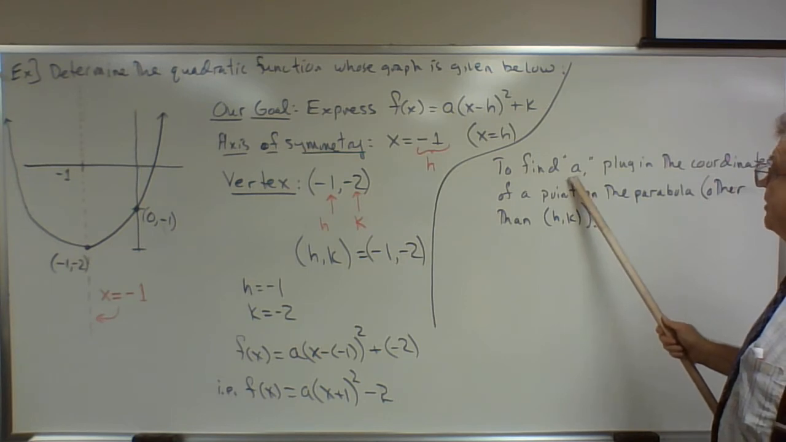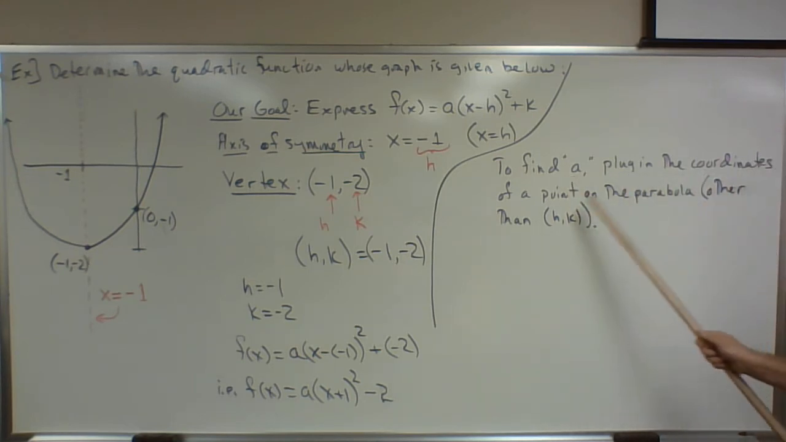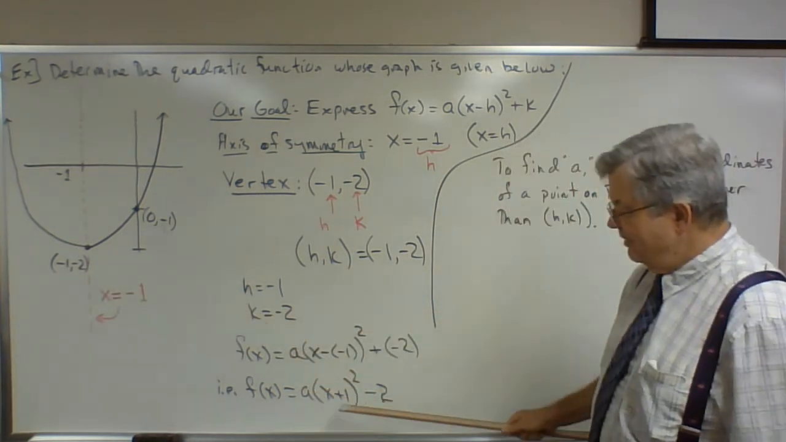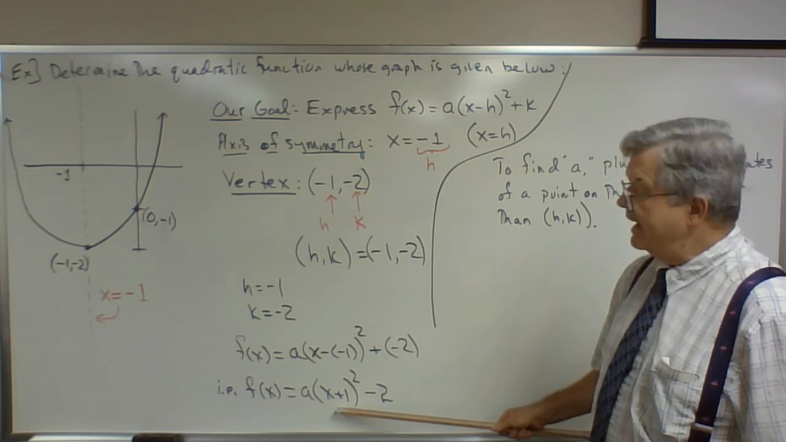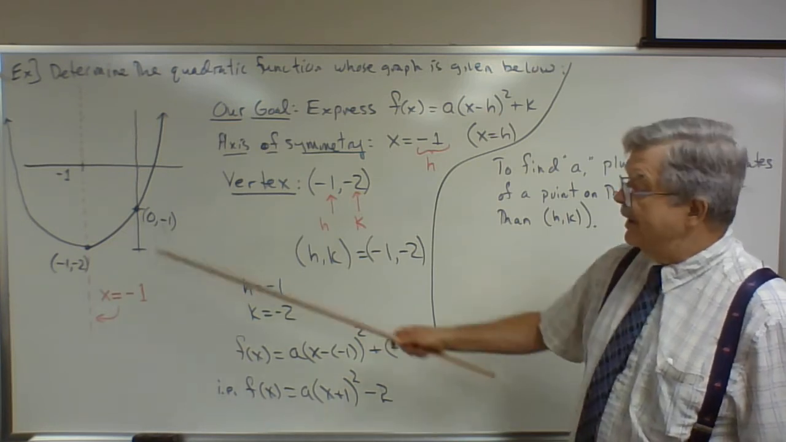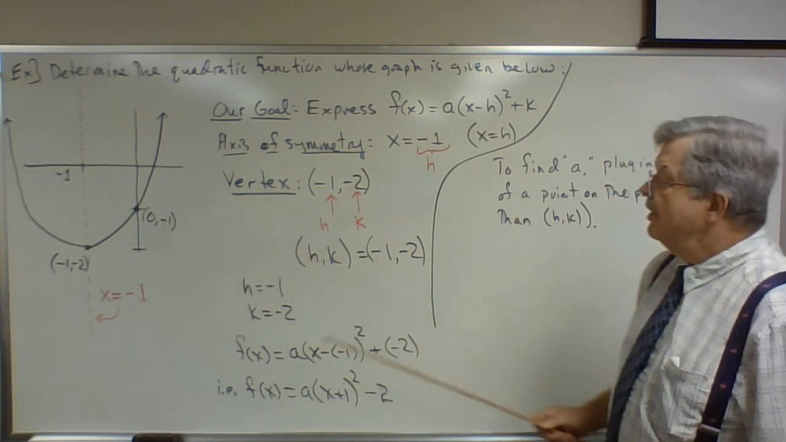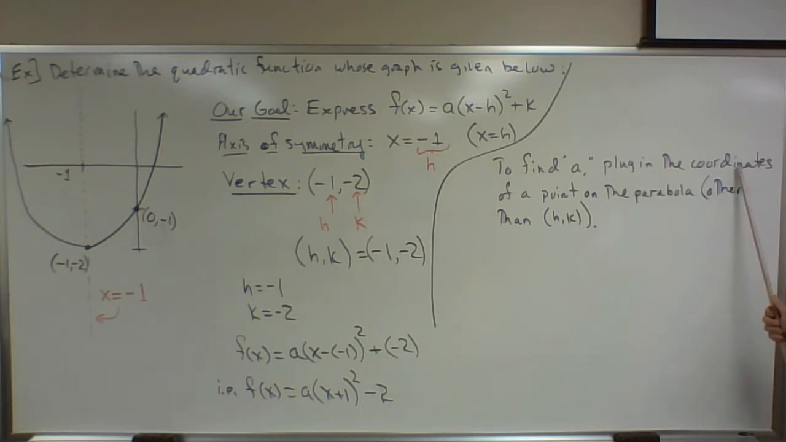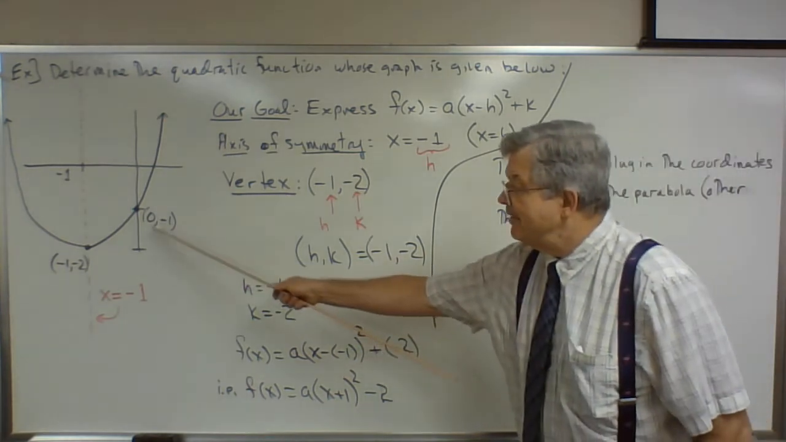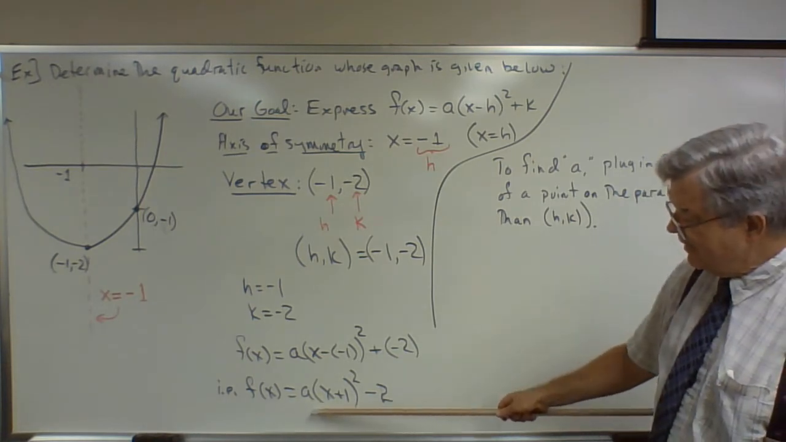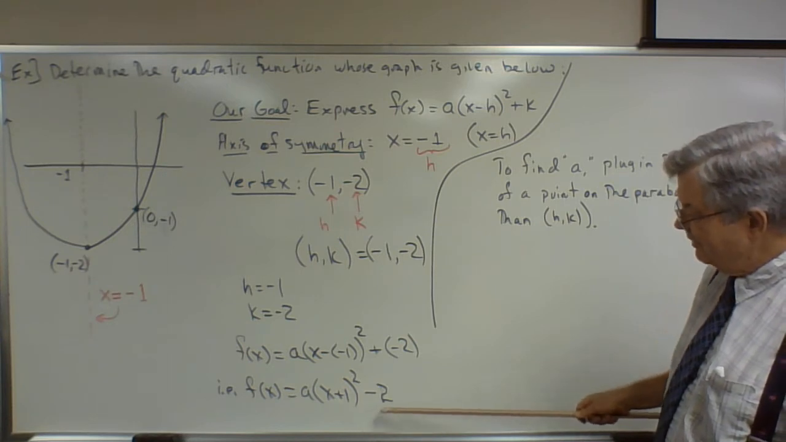To find the value of a, plug in the coordinates of a point on the parabola other than (h, k). We've already plugged these values into the equation for the parabola. We need a different point. And here's a point on the graph, (0, -1). We propose to plug in the coordinates of this point into our equation, f of x equals a(x plus 1) squared minus 2.